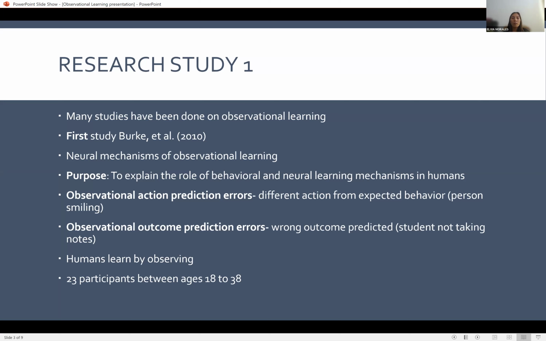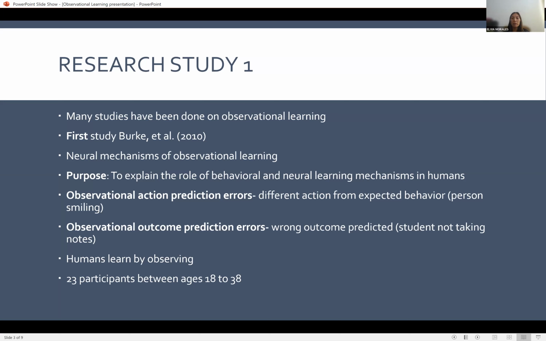There are some key concepts that are important to understand in the study, which are observational action prediction errors and observational outcome prediction errors. Observational action prediction errors refers to the different action from expected behavior. For example, when we see a person smiling and we think they're happy, but then later find out that they're smiling because they're nervous. The behavior is different from what we were anticipating.